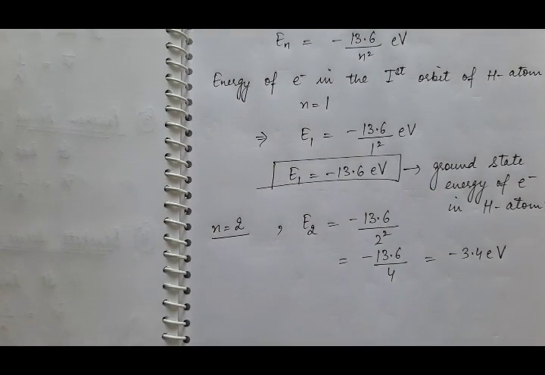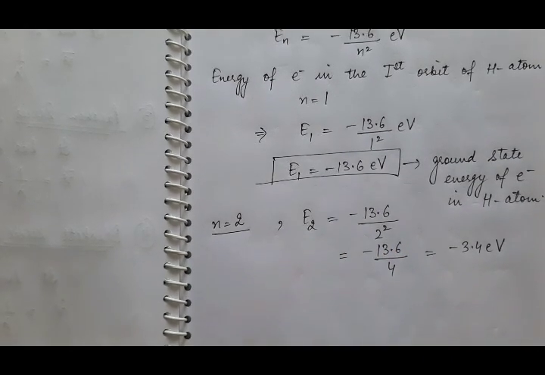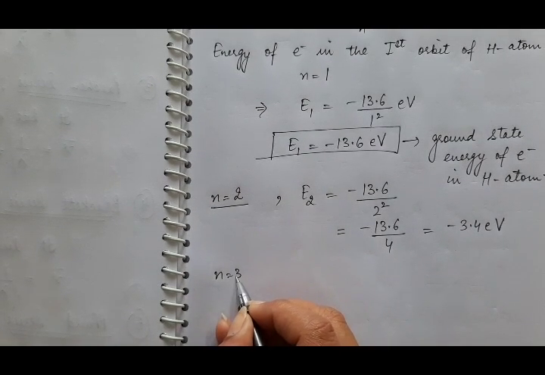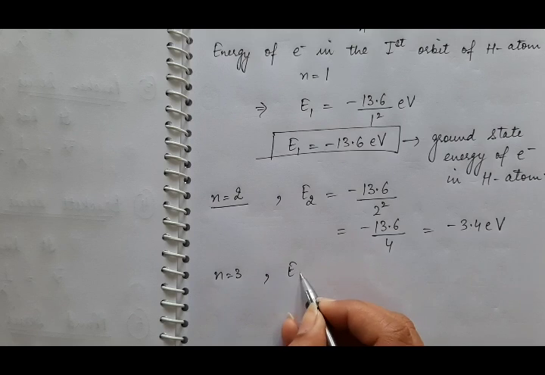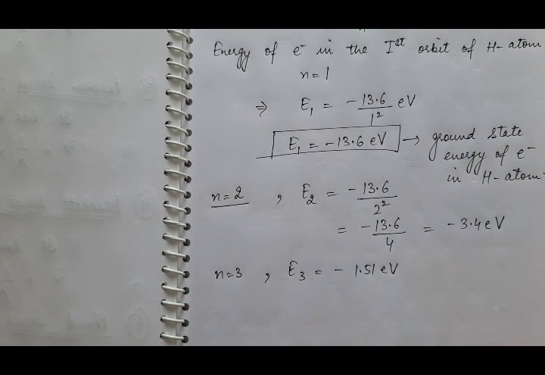Similarly, you can calculate the energy of electron present in the third orbit of hydrogen atom by putting N equal to 3, 4 and so on. And what you will see is, as the value of N increases, this energy difference decreases. You can calculate this for N equal to 3 as homework. For N equal to 3, E3 will come out to be minus 1.51 electron volt. Then calculate E4, E5, E6.